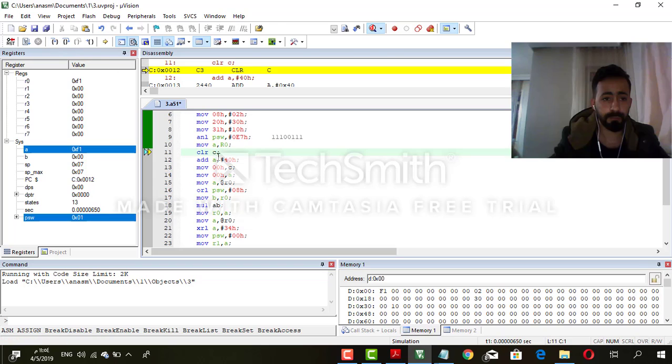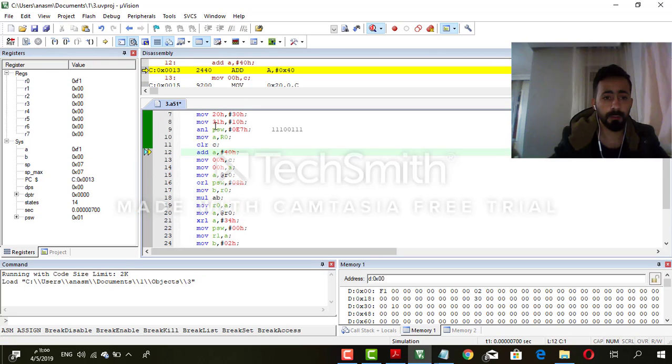Next step, they move the value of register 0 at bank 0 to the accumulator. Looking here, the value of register 0 is F1. It will be moved to the accumulator.